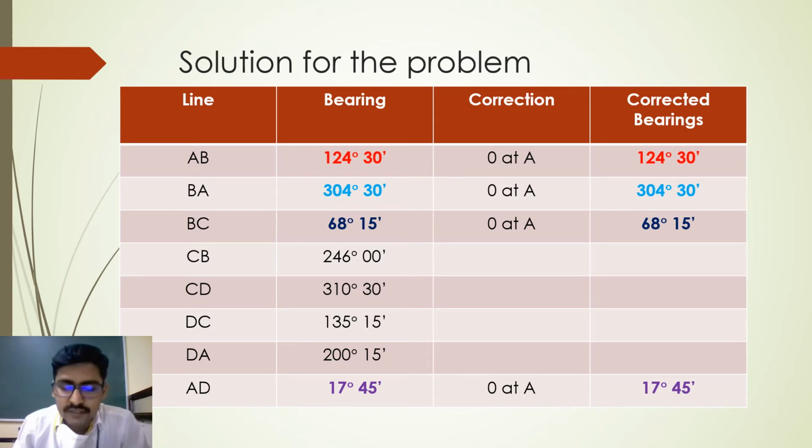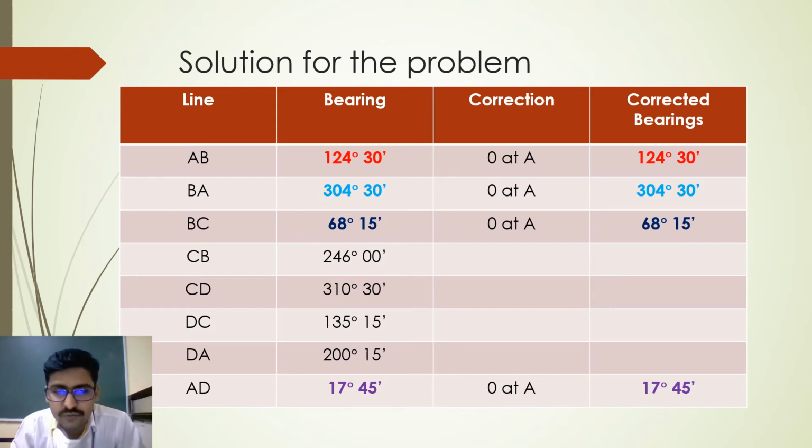Now when you proceed with the solution, how are you going to proceed? So forward bearing of BC is 68 degree 15 minutes and it is correct because it is observed from station B. So that is the reason we have corrected bearing same as bearing here. So the corrected bearing is also 68 degree 15 minutes.